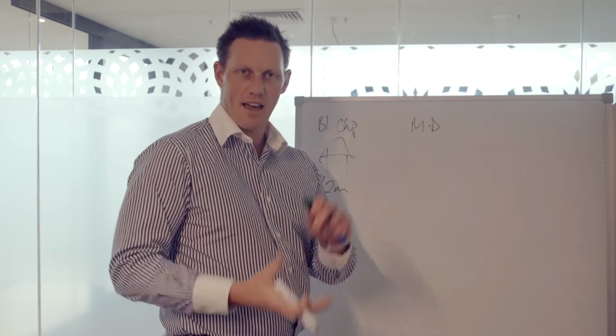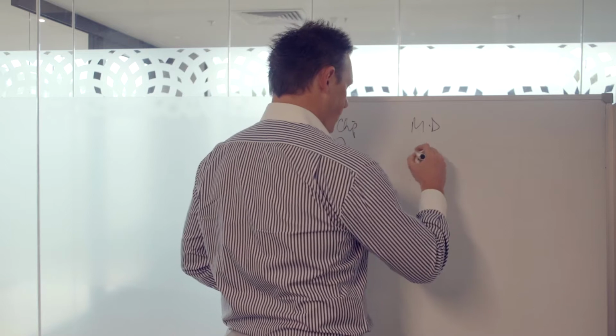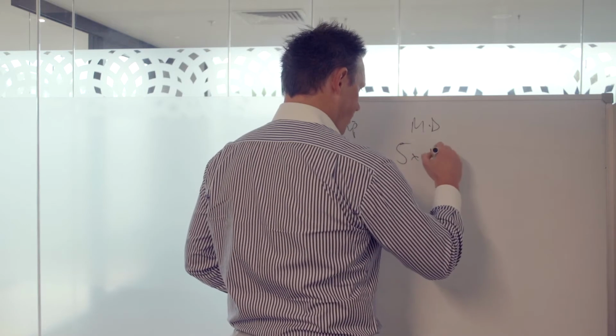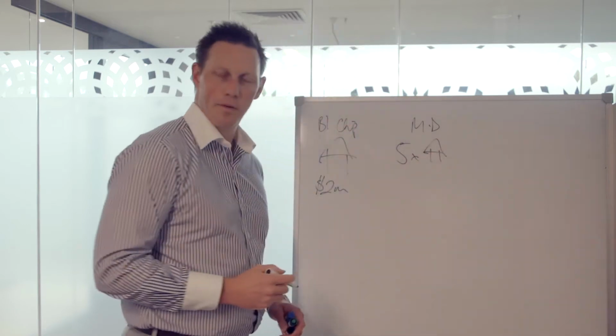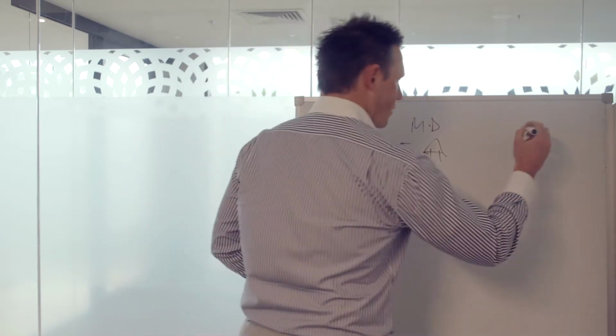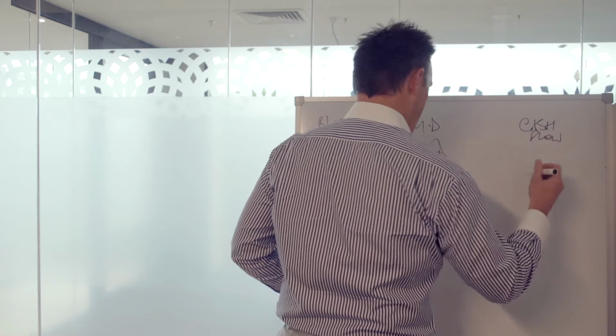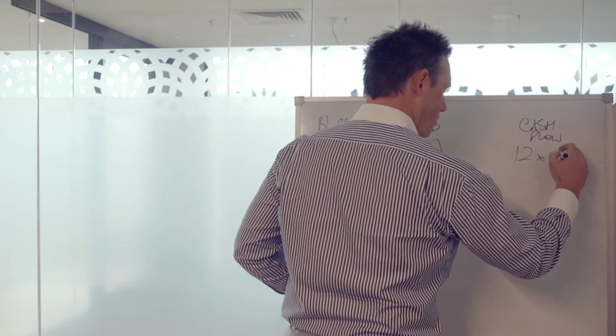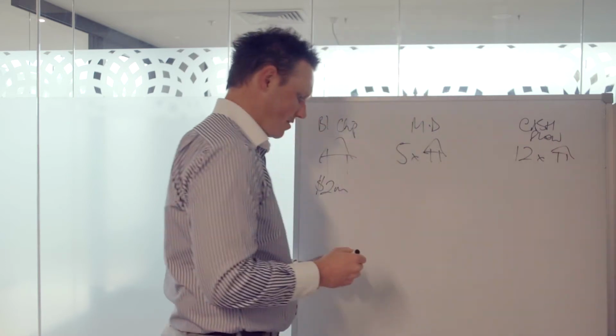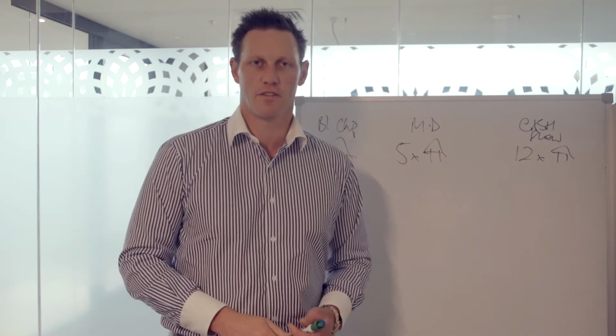So house and land in existing middle ring growth areas, and let's say that we've got 5 of these type of properties. Finally, we're going to be looking at the cash flow strategy. People love a bit of cash flow, so let's say that we've got 12 properties, most likely regional ones, that are bringing in positive cash flow for us.